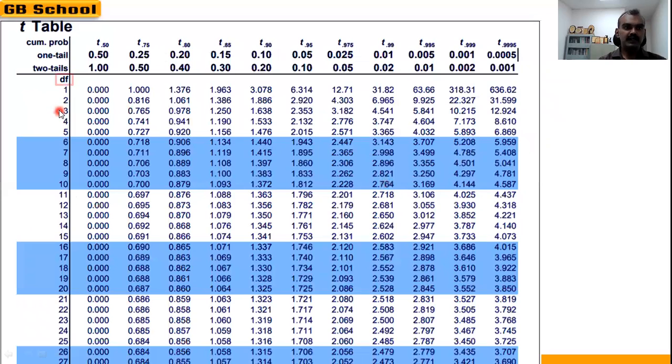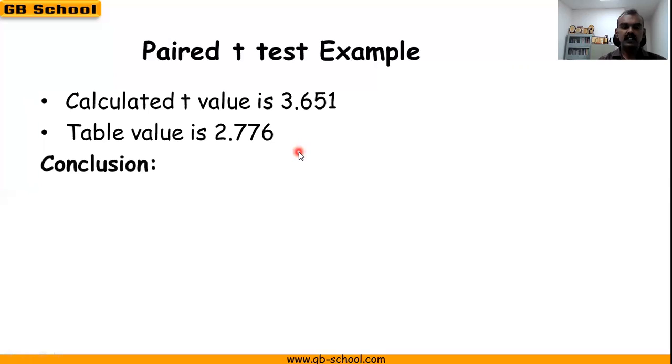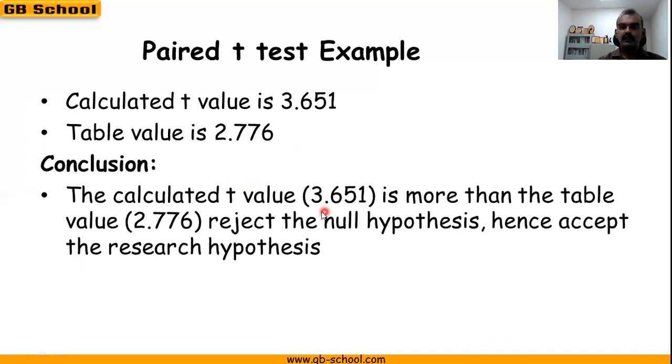So this is the table. As we know, DF is 4, it's 4 here. Then for a two-tailed test, 0.05 is here, and the corresponding number, 2.776, is the table value. The calculated value is 3.651 and the table value is 2.776. So the conclusion is the calculated t value 3.651 is more than the table value 2.776. So we have to reject the null hypothesis. Hence, accept the research hypothesis stating that there is a significant difference in before and after knowledge scores.